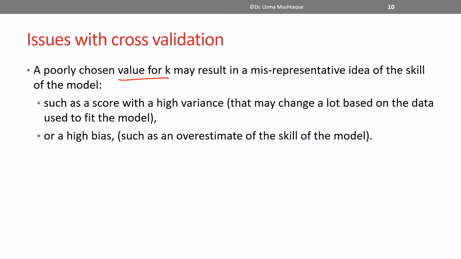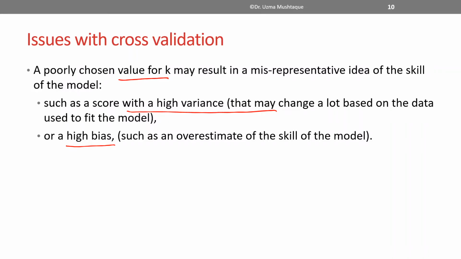Picking K is important because it can introduce a bias in the score or the CV that we just saw, right? Or it can introduce a high variance. A score with a high variance may change a lot based on the data used to fit the model, or a high bias. So even the score has that tendency to have a high bias or a high variance.